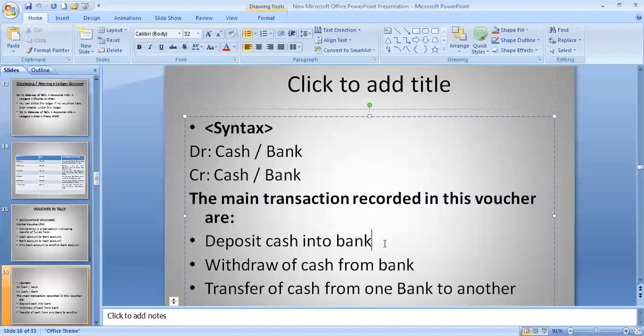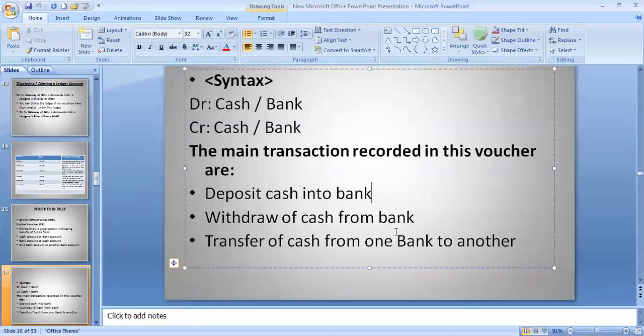Withdrawal of cash from bank. What will be the entry? You are withdrawing cash from the bank. The bank becomes the giver. So cash account debited, bank account credited. Okay. Transfer of cash from one bank to another account: cash has been transferred from one bank to another. So bank account debited, bank account credited, or bank account debited, cash account credited, will be the concept. So this is how the ledger will be created.